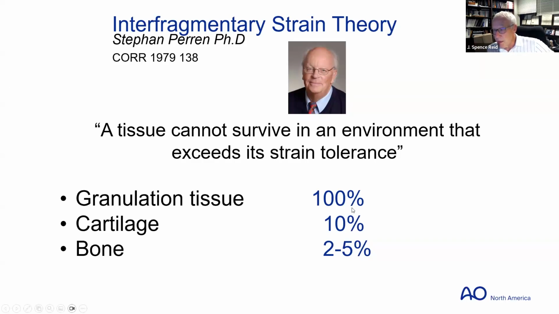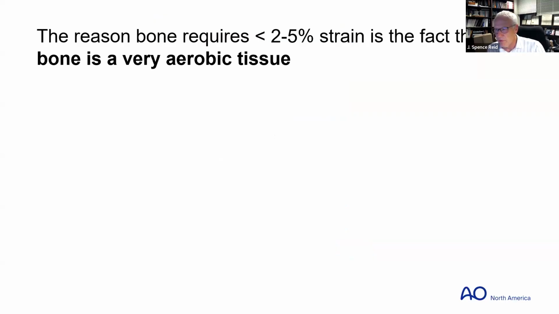Granulation tissue, kind of like a rubber band, will tolerate 100% strain, like that boat right in front of you. Cartilage about 10%, and then bone between 2 and 5%, whether you're looking at cortical bone or cancellous bone. And this is the beginning of the link between mechanics and biology. This is the strain tolerance.